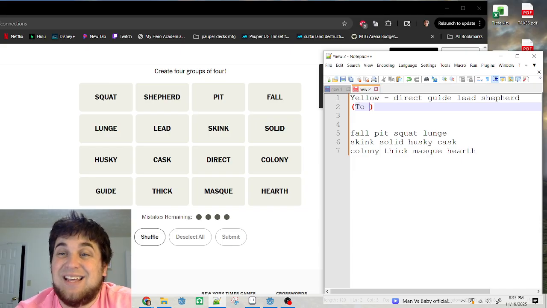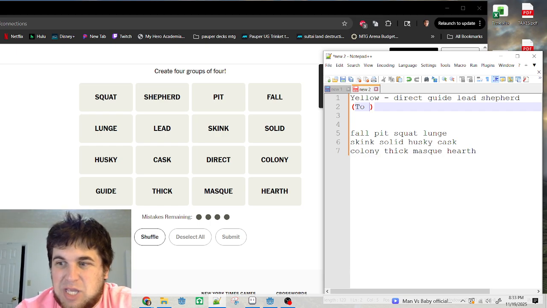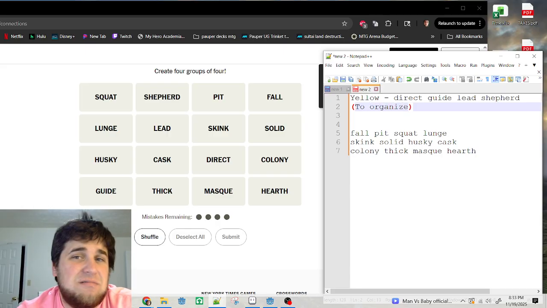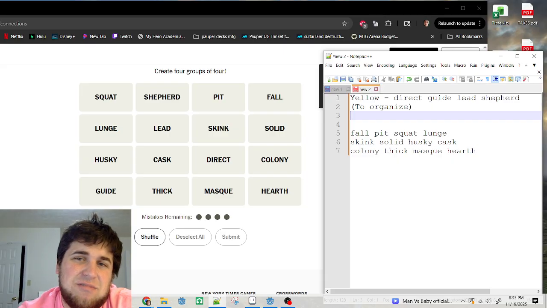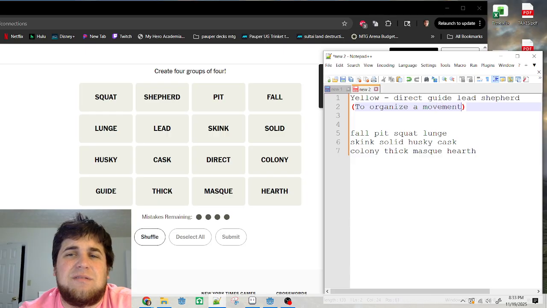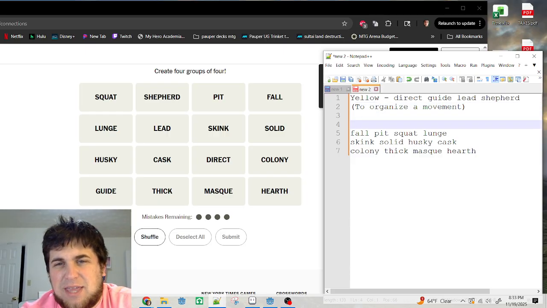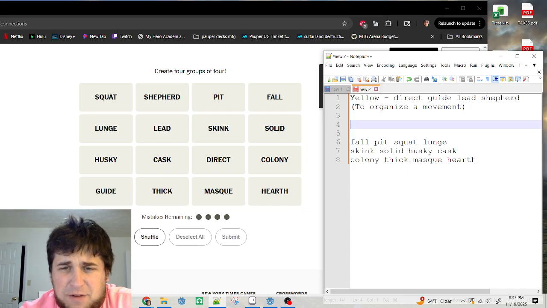See, the thing is, I would use one of those words to describe it, right? Like, direct, guide, lead, shepherd. Organize. Maybe to organize, to direct, to guide, to lead, to shepherd. That's more specific than I really would make that, but it's a good placeholder for now.